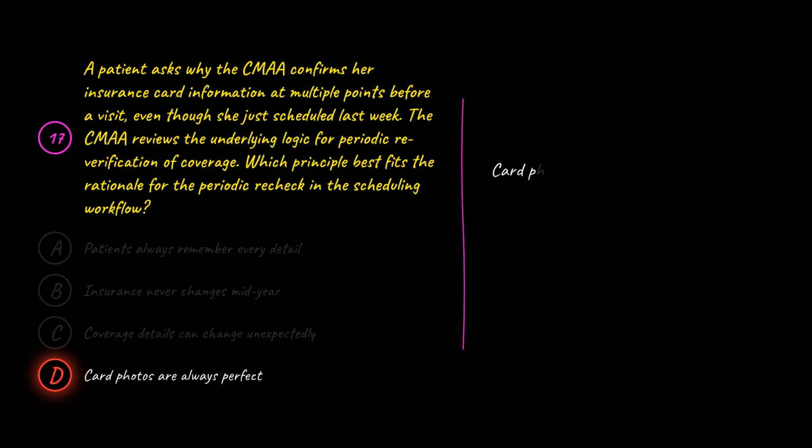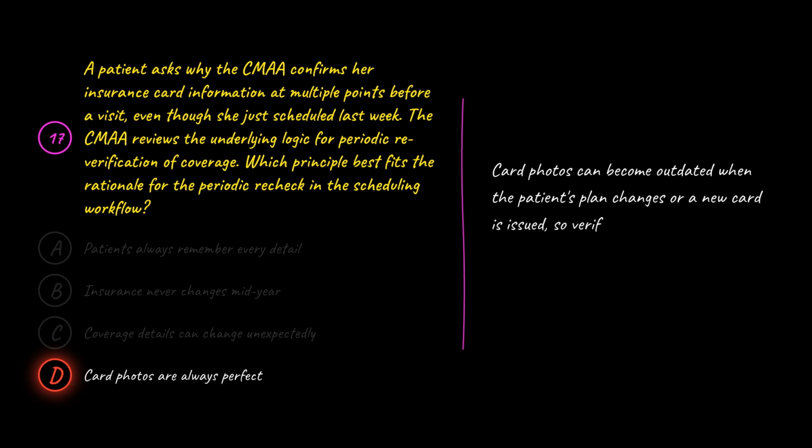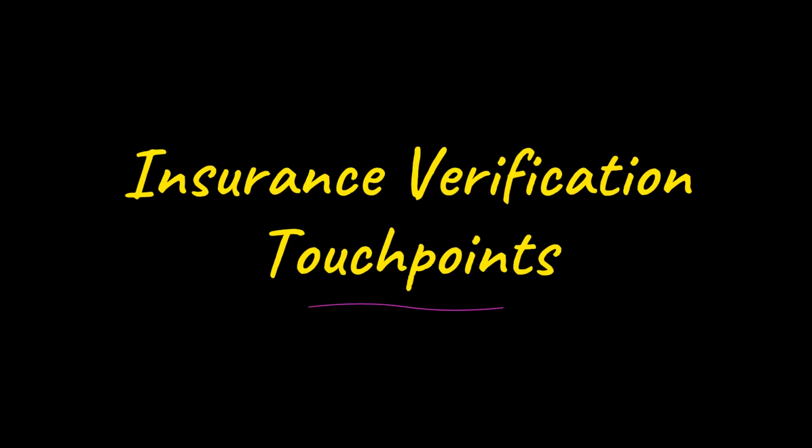D is wrong because card photos can become outdated when the patient's plan changes or a new card is issued. So verification rather than reliance on a photo confirms that coverage remains active and accurate. Insurance verification confirms a patient's coverage is active and accurate before services are rendered. Rather than check in once, best practice requires verification at multiple points in the workflow.